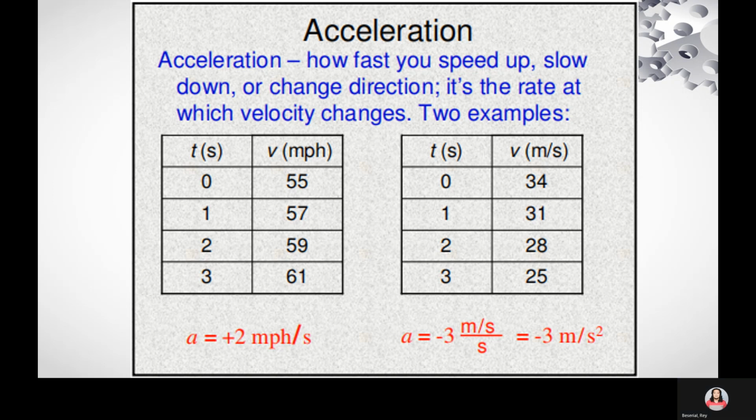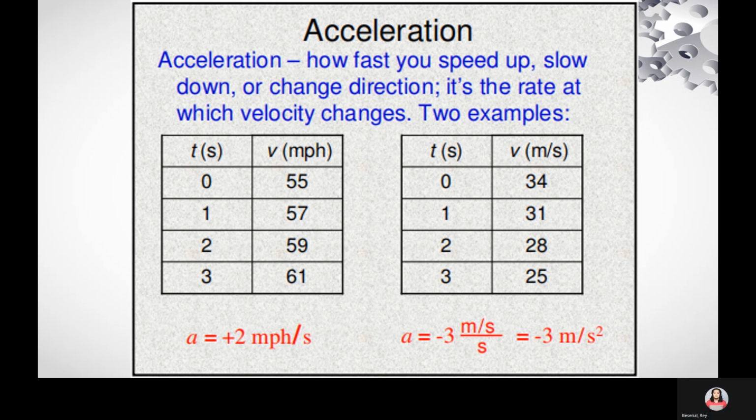And then, over, yung delta t natin ay 1 minus 0, so meron tayong 1 second. So, meron tayong acceleration na 2 over 1 second, o 2 mph per second. Positive 2 mph per second dahil accelerating, speeding up ang ating acceleration.